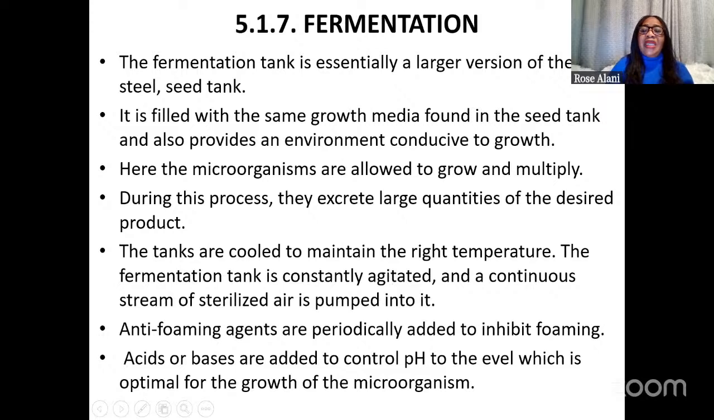The fermentation tank is essentially a larger version of your seed tank. Everything you have in your seed tank is what you have in your fermentation tank, but in larger quantity. So here, the microbes are allowed to grow and multiply. During this time that they're growing and multiplying, with everything you put there, the nutrients, the substrate, they will start excreting the quantity of the products that you desire. As they multiply in that fermentation tank, they'll start excreting those products that you desire.